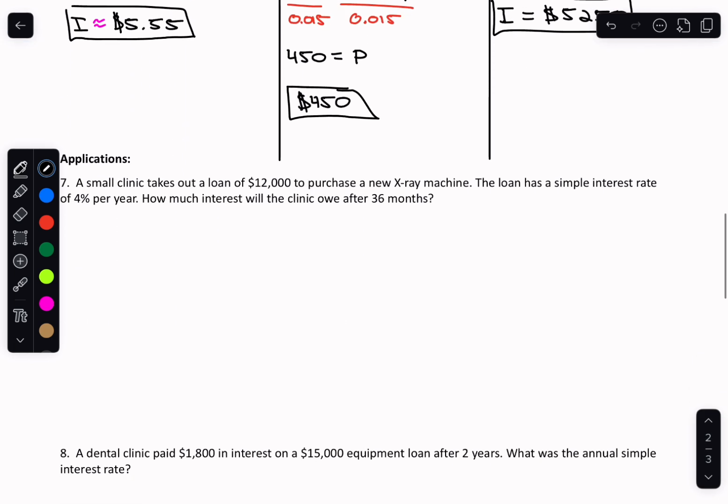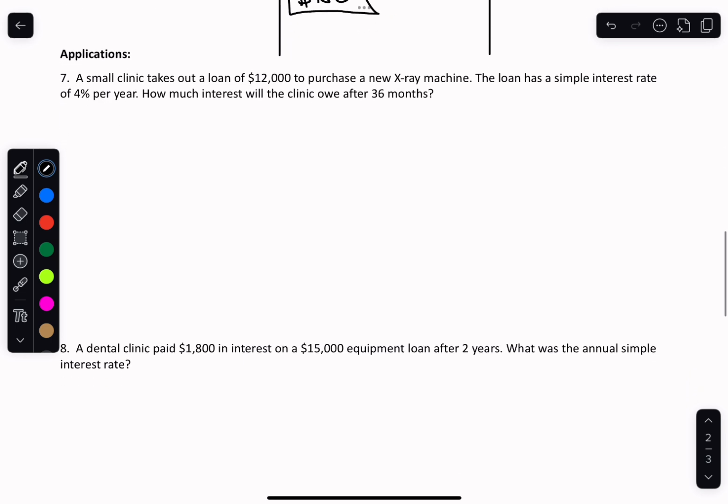Let's go ahead and do a couple applications real quick. Number 7 says a small clinic takes out a loan of $12,000 to purchase a new x-ray machine. The loan has a simple interest rate of 4% per year. How much interest will the clinic owe after 36 months?